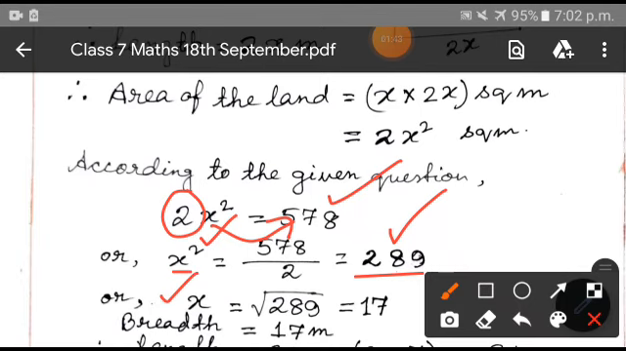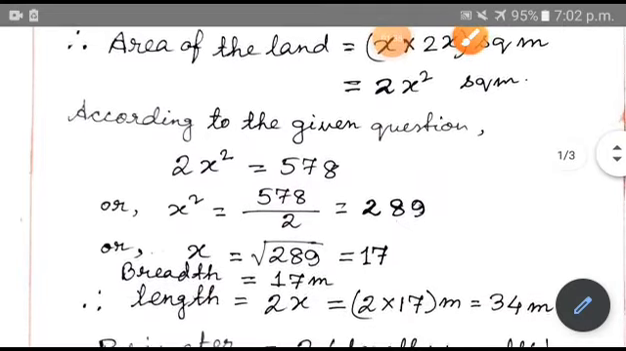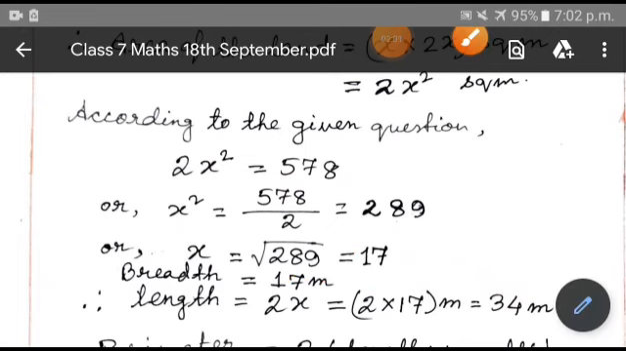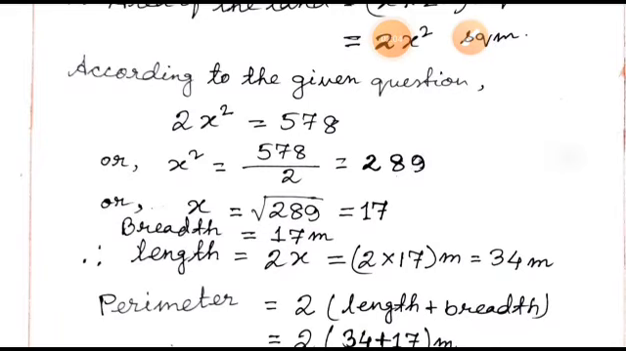So x will be equal to root over 289, which is equal to 17. So x is what? x is the breadth of the land. So you are writing the breadth is 17 meter and the length was 2x. So 2 into x, that is 2 into 17, which is equal to 34 meter. So you are getting the breadth as 17 meter and the length as 34 meter.